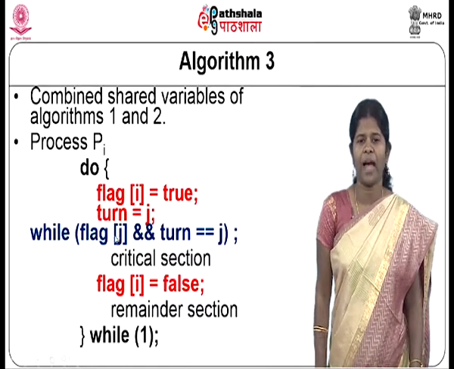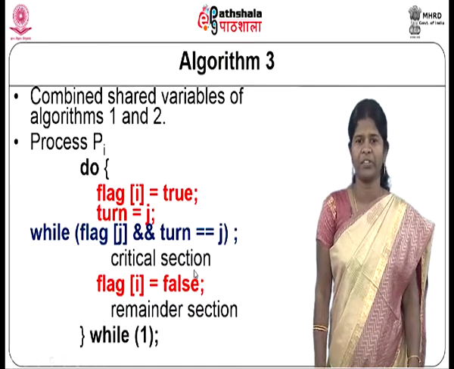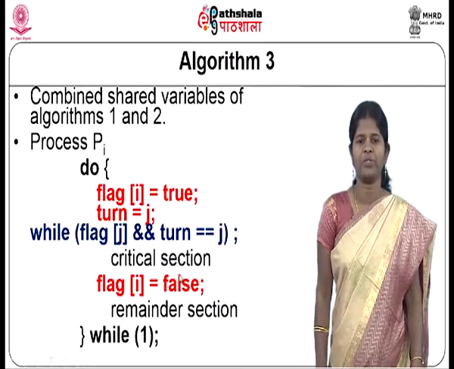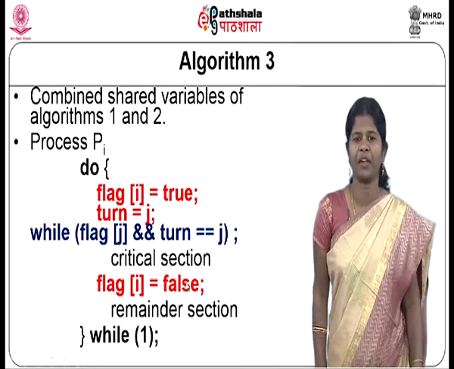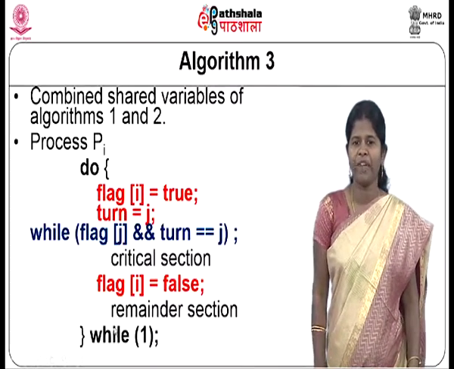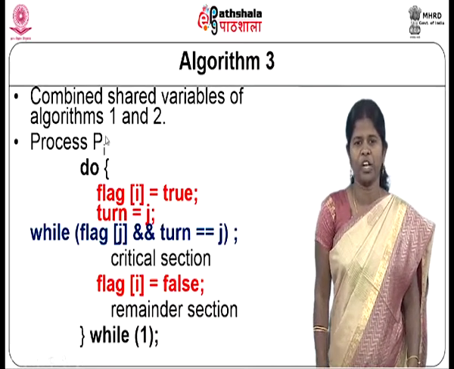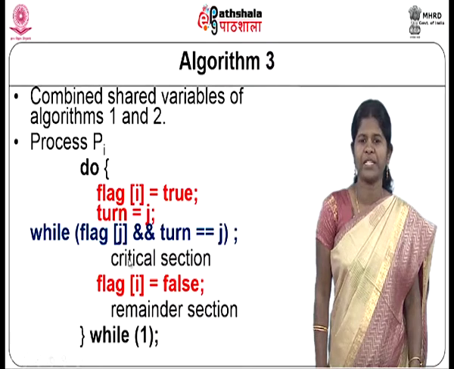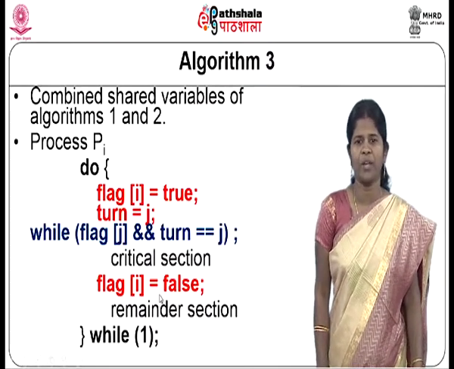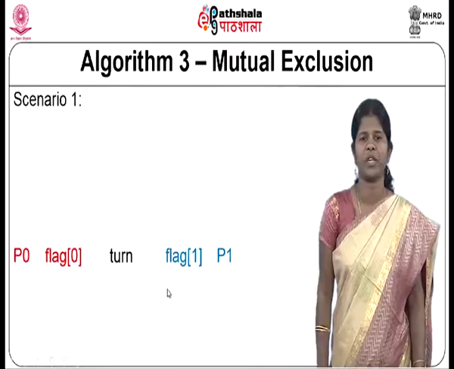So, after this becomes false, this process can enter and then come out of the critical section, and after coming out of the critical section, it will make the value of its flag false. So, flag of 0 is made false. If process P naught is executing this, it will make flag of 0 equal to false and go to the remainder section. Now, we will see how this algorithm satisfies mutual exclusion.